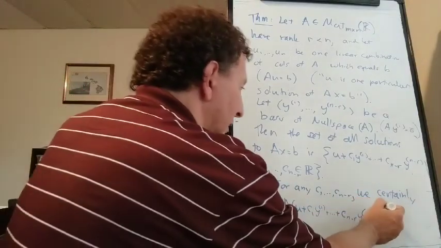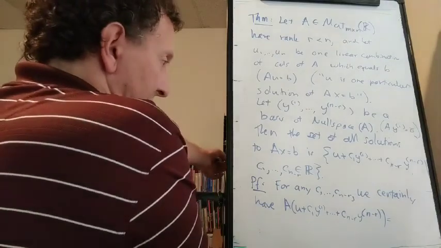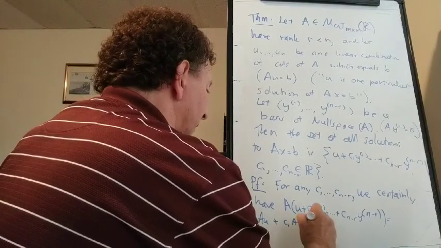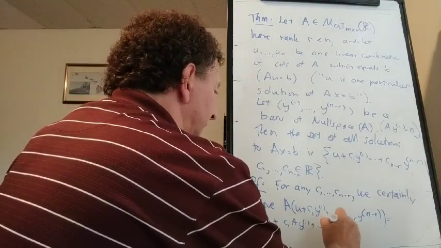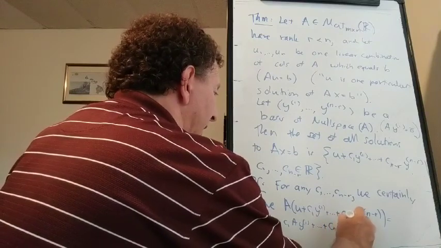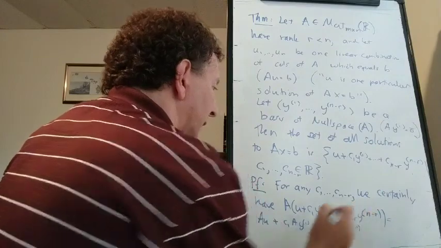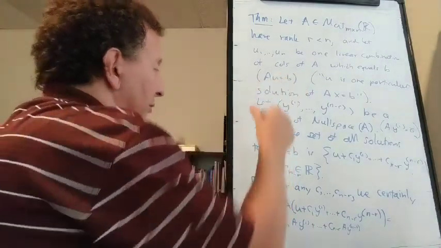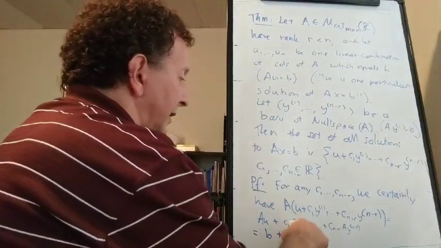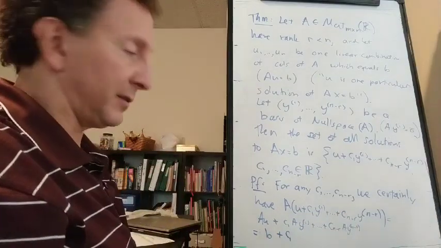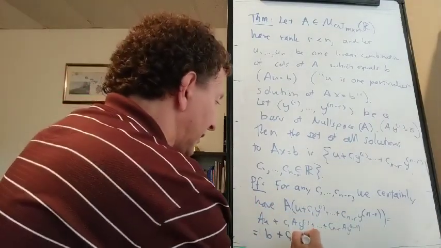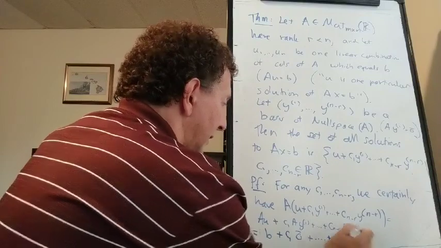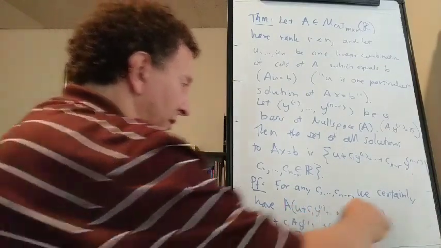A times all of this is going to be AU plus C1 AY1 plus dot dot dot plus Cn minus R AYn minus R, which is AU equals B, because U is one particular solution of AX equals B, plus C1 times 0 plus dot dot dot Cn minus R times 0, since Y1 through Yn minus R are all in the null space, so A times them is 0. So we've got B plus a bunch of zeros, which is just B.